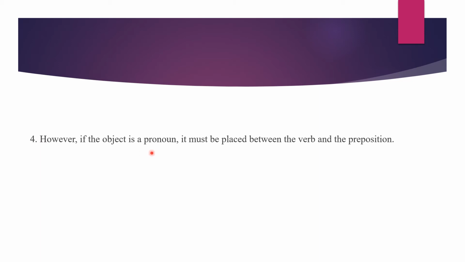However, if the object is a pronoun, it must be placed between the verb and the preposition. For example, I picked it up. So you can see the object over here is a pronoun. So you will always separate these two parts if the object is a pronoun. It will only make sense that way. Otherwise, if you don't separate it, it will not make any sense. For example, I picked up it. So you can see it doesn't make any sense. So you always have to separate these two parts.